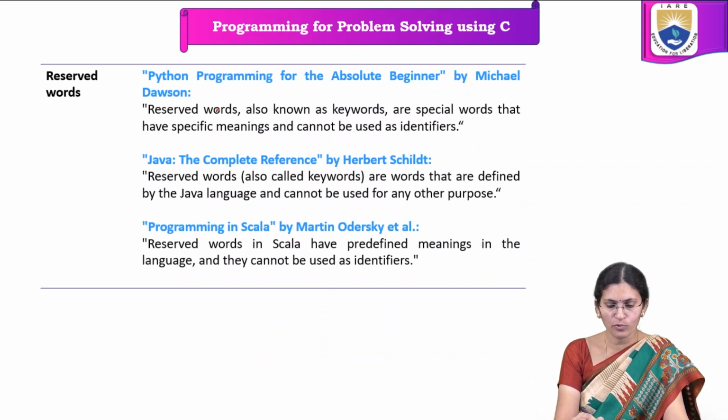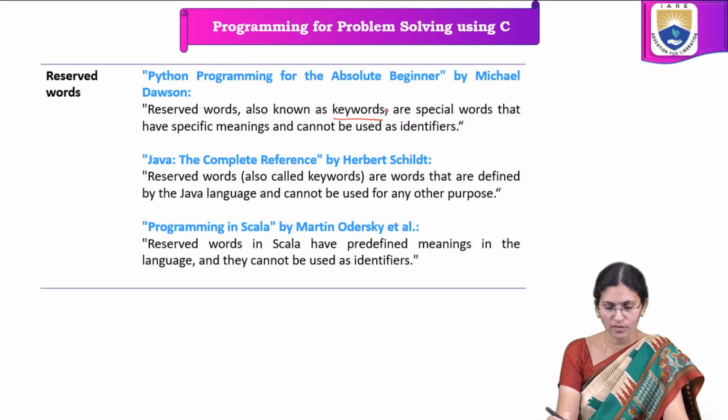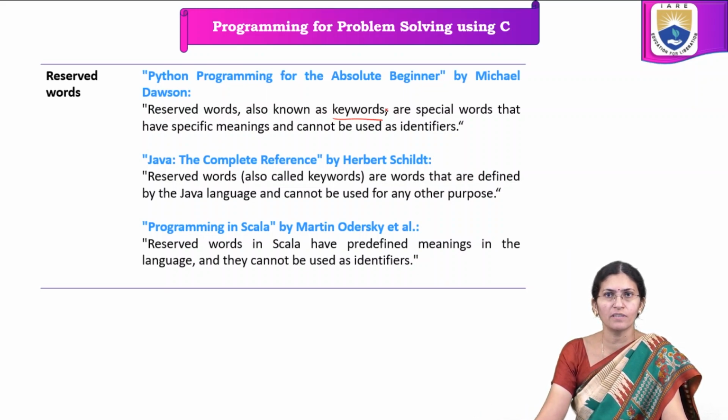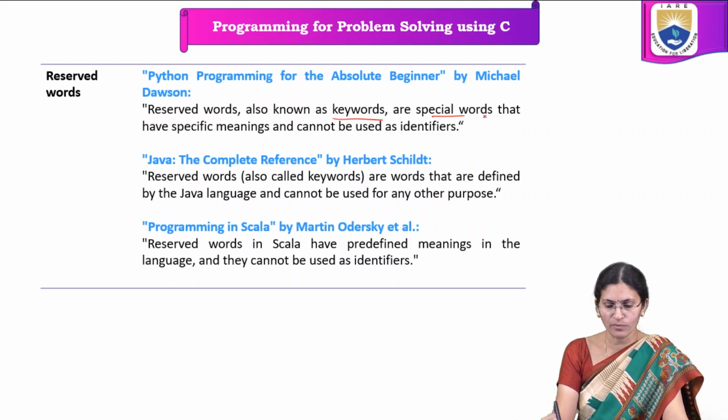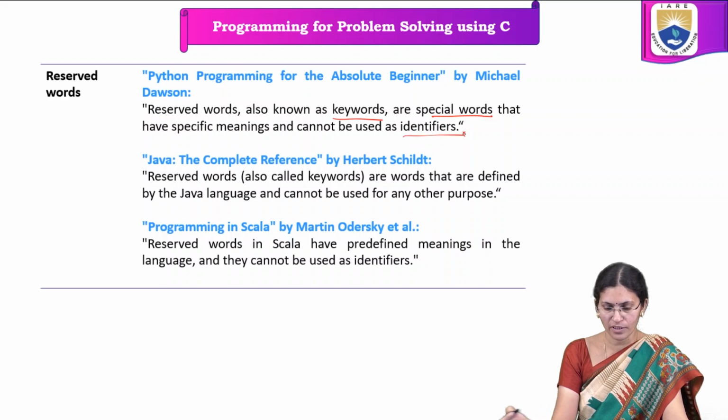Next, according to this book, Python Programming for Absolute Beginners by Michael, reserved words are also known as keywords. So the other name for reserved word is keyword. These are special words which have specific meaning and cannot be used as identifiers.